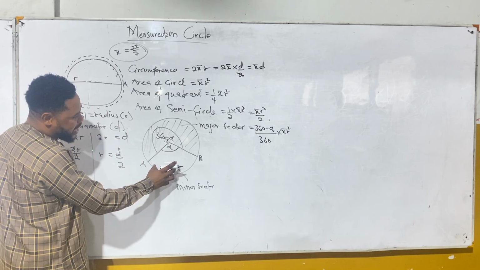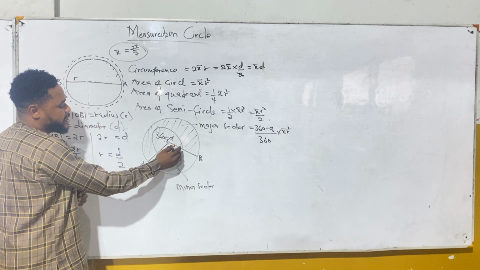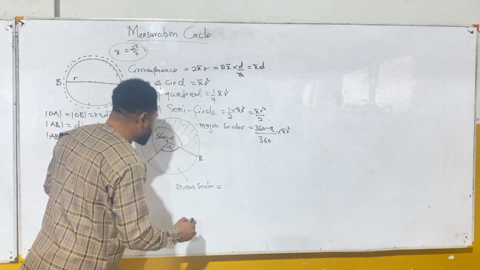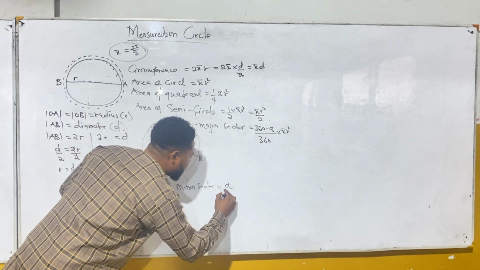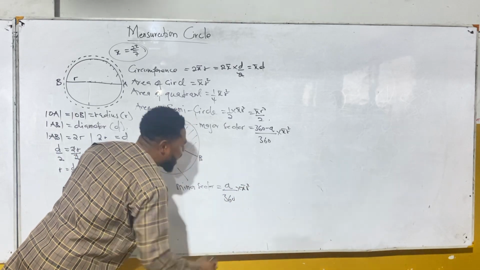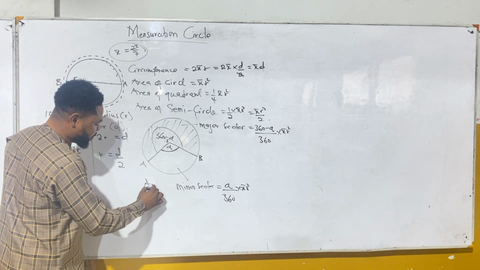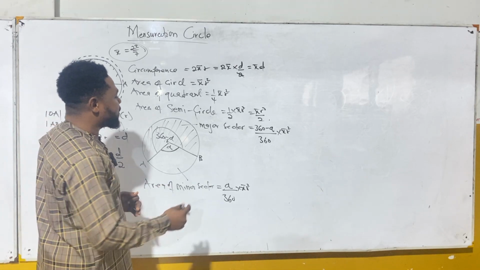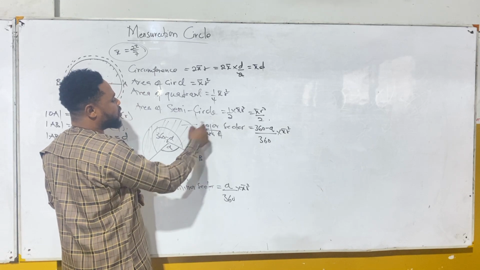Now, let us look at how we can find the area of the minor sector, which is this part. For this part, we use this angle. So here too, we use alpha, our angle, over 360 times pi r squared. This is the formula we can use to find the area of the minor sector, and the other one is the area of the major sector.